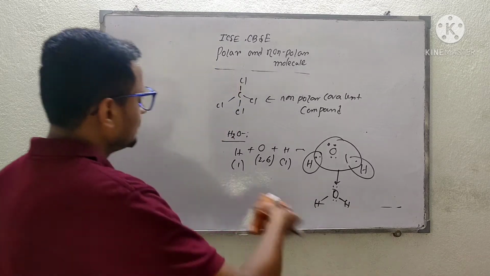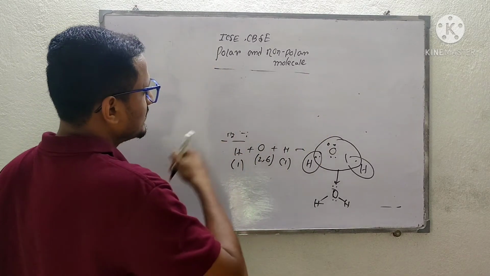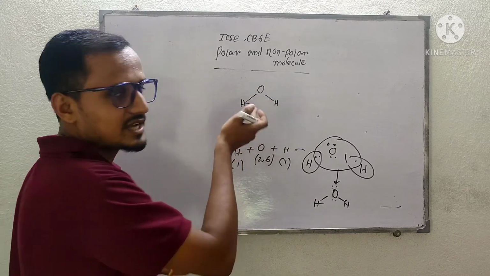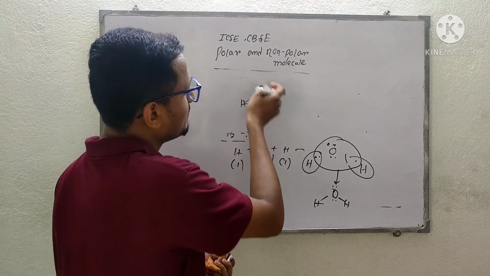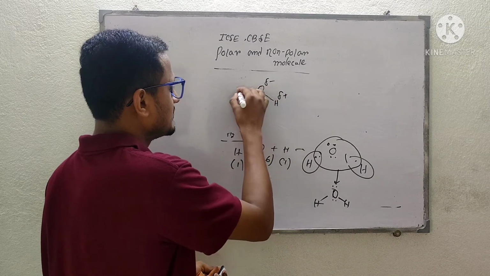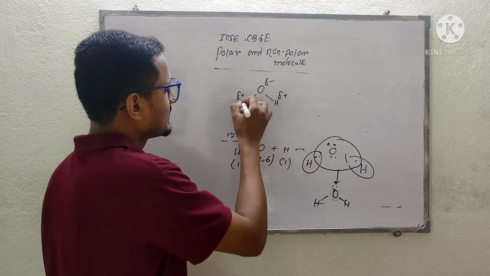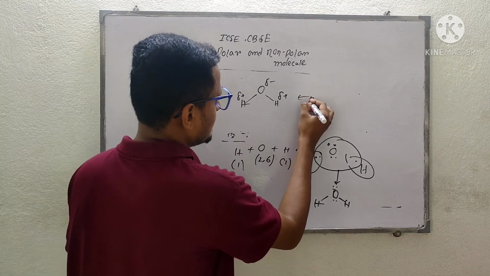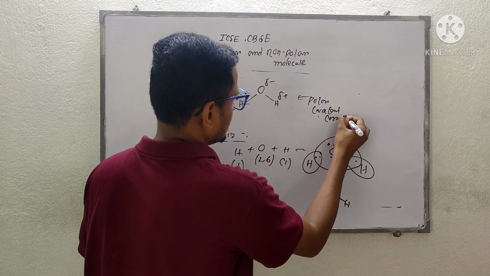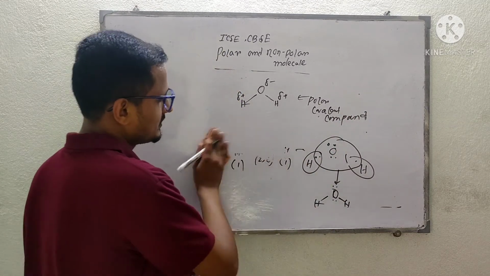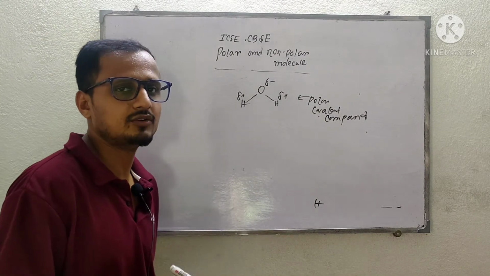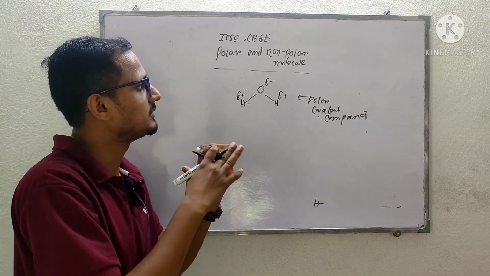Now from the structure of the water molecule, this oxygen is more electronegative than this hydrogen, so it will pull the bonded pair of electrons toward itself. So it will get delta minus, the hydrogen will get delta plus, and again for this bond. So each bond is polar, so this water molecule is polar in nature. Polar covalent compound. Okay, understood? So the concept of polar and non-polar molecules we have done.